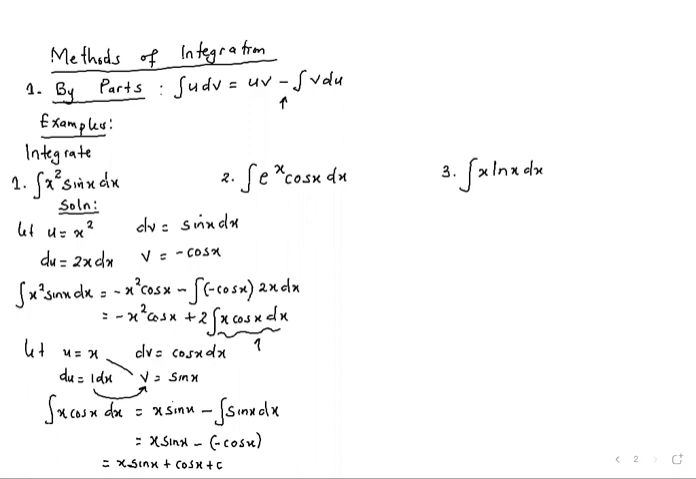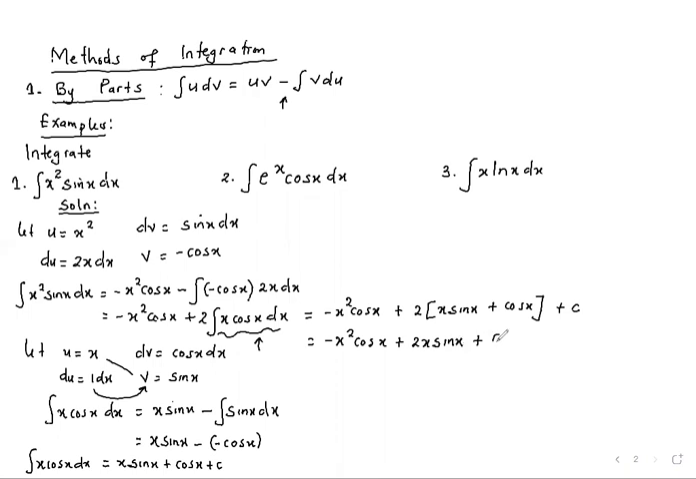So then we come and substitute it here because this is the integral of x cos x dx. So we substitute, this now becomes negative x squared cos x plus 2 open x sine x plus cos x, and then the c can stand alone. So we have negative x squared cos x plus 2x sine x plus cos x plus c. This is the integral using by parts.